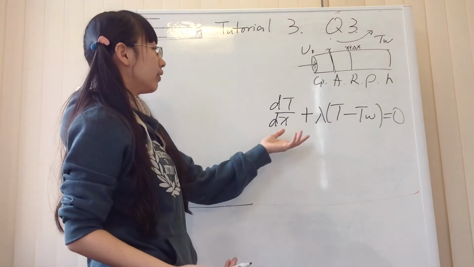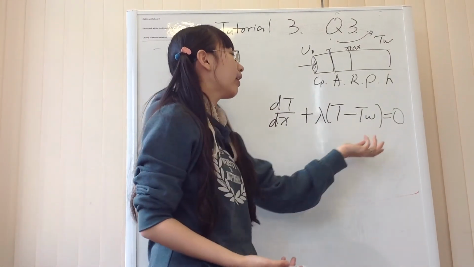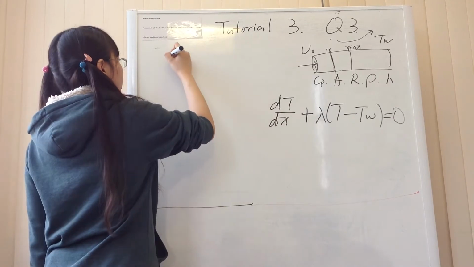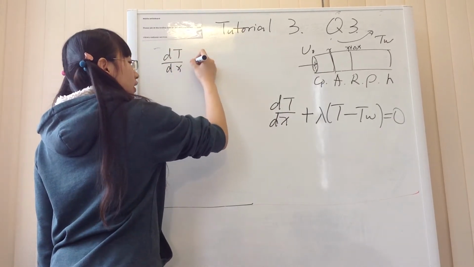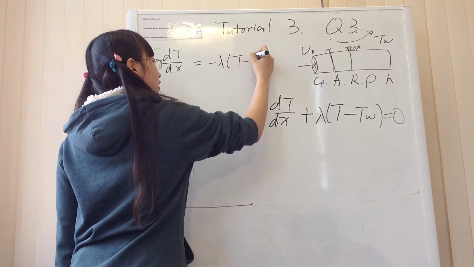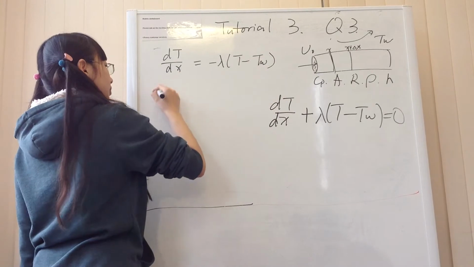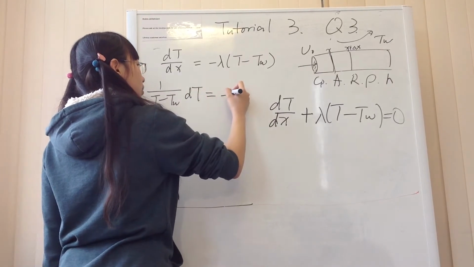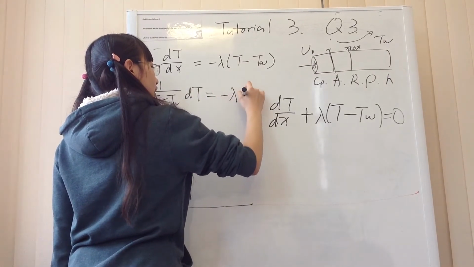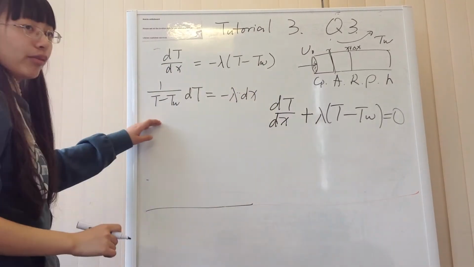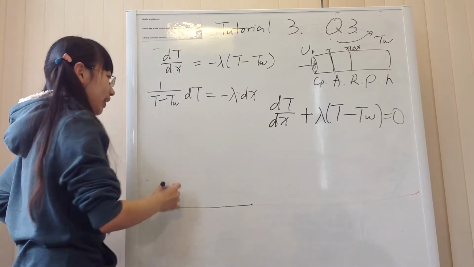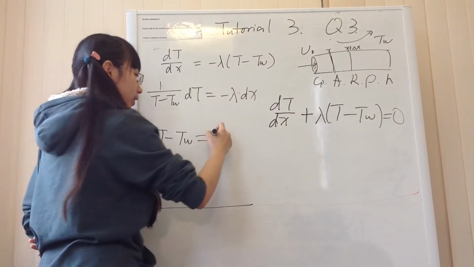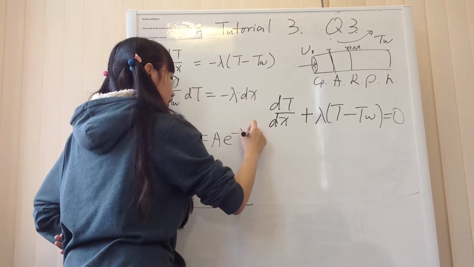Then we get something that is quite easy to solve. So I say dt over dx equals minus lambda times t minus tw. If you put that back this way, it becomes d(t minus TW) over (t minus TW) equals minus lambda times dx. It's the third time today we met this type of formula. And the answer for this becomes t minus tw equals A times e to the minus lambda x.